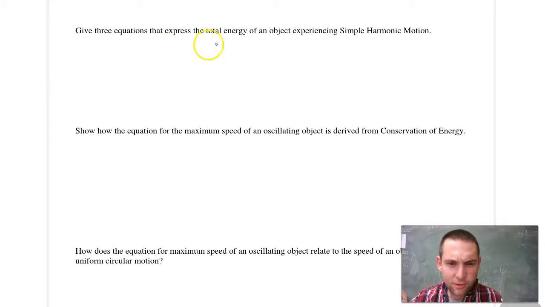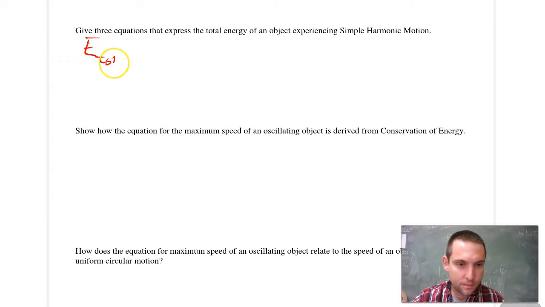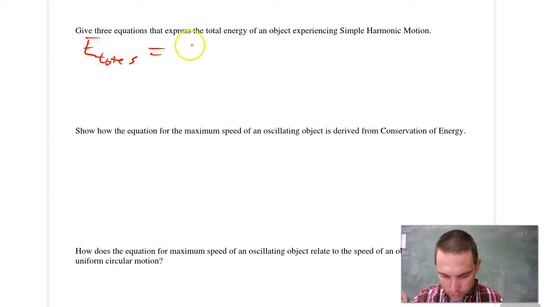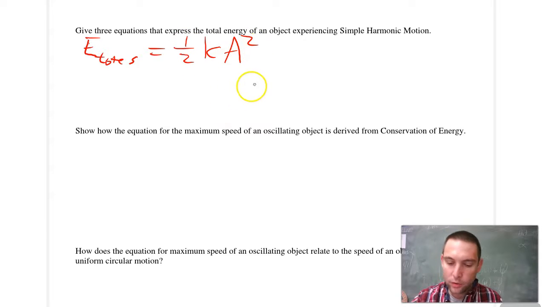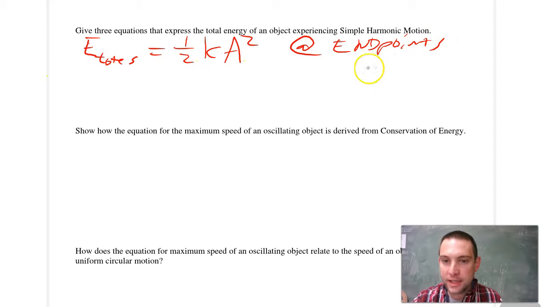Alright, so give 3 equations that express the total energy of an object experiencing simple harmonic motion. The first one, our total energy, 1/2 ka squared. When do we use this equation? We use this at the endpoints. That means all of our energy is at an endpoint.